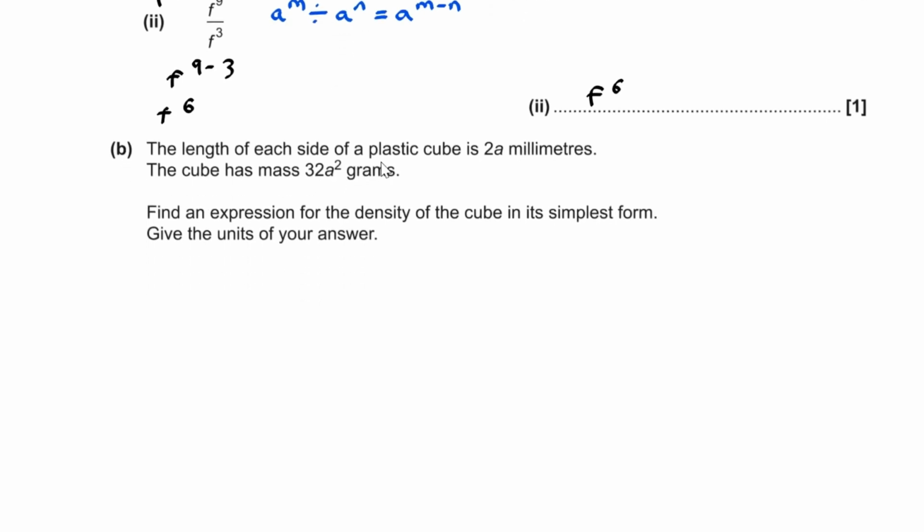the length of each side of a plastic cube is 2a millimeters. A cube has a mass of 32a squared grams, and we have to find an expression for the density of the cube in its simplest form. Give the units for your answer.